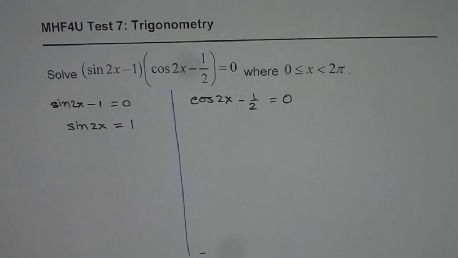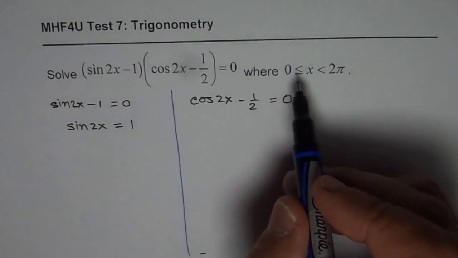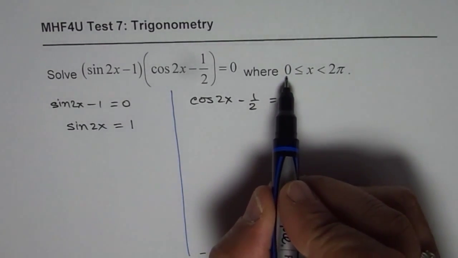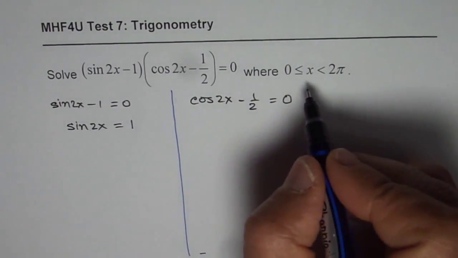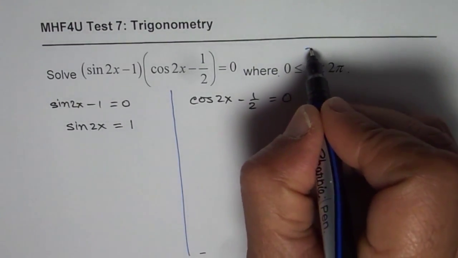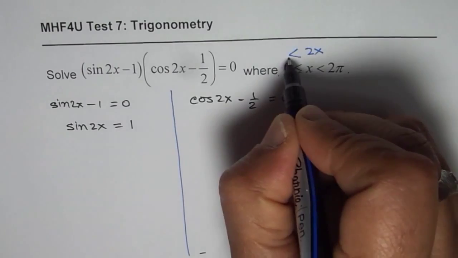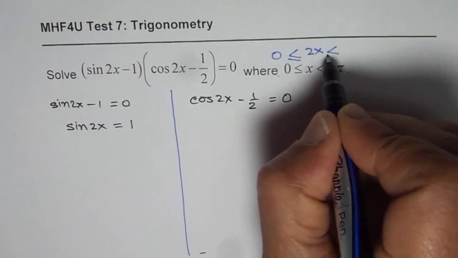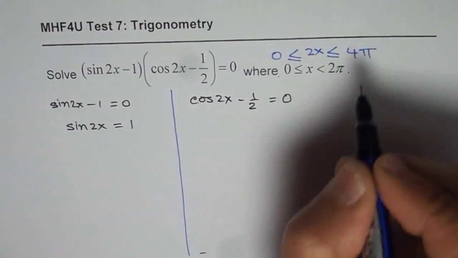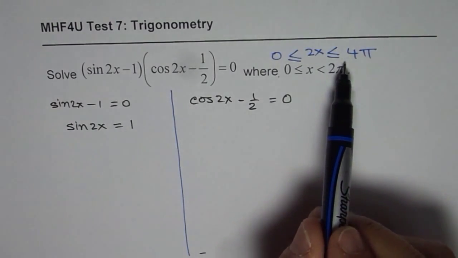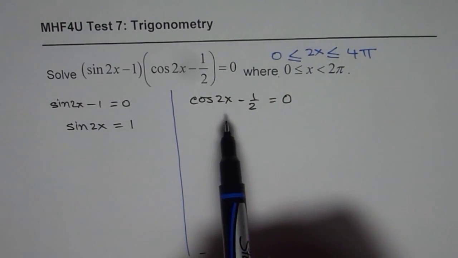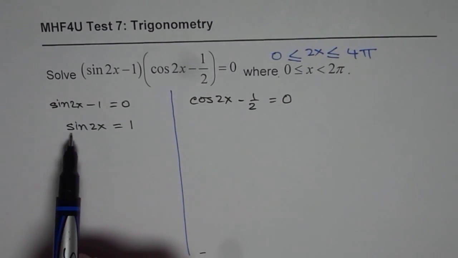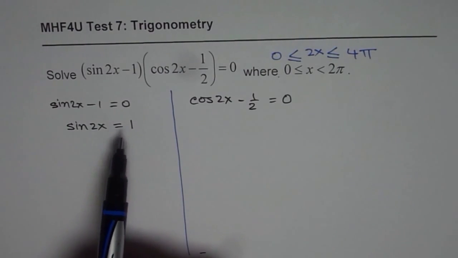Now there is a very interesting thing which you need to understand. We are given the domain from 0 to 2 pi for x. If I multiply both by 2, then what do I get? I get 2x is greater than or equal to 0 and less than or equal to 4 pi. Now that is a catch in this question. You have to write all possible solutions from 0 to 4 pi for 2x. Do you understand? So here we got sin 2x equals 1.